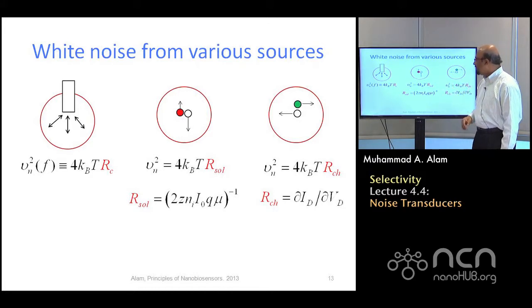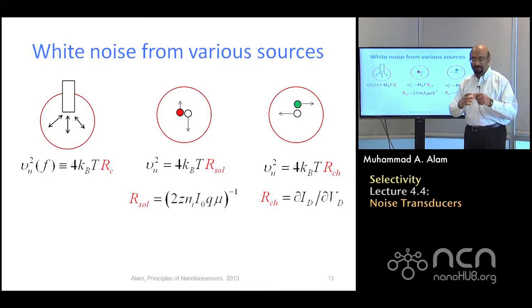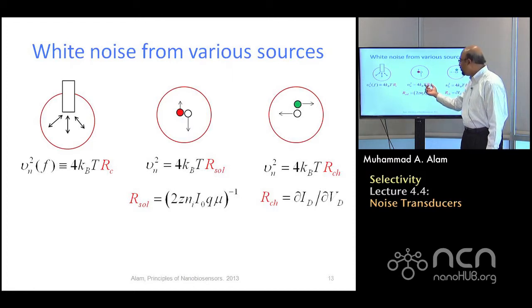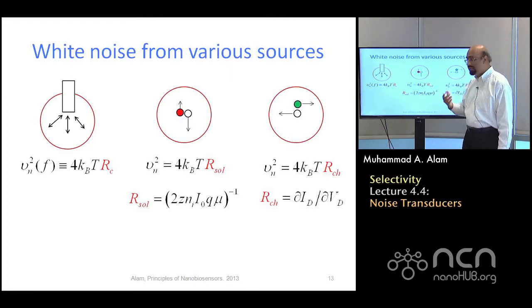Now, what is this one? This one is the salt molecules moving up and down, getting in and out of the box, sodium chloride atoms. Again, all you have to do is replace R, the resistance, with the resistance of the solution.